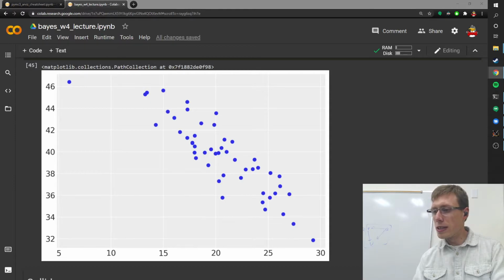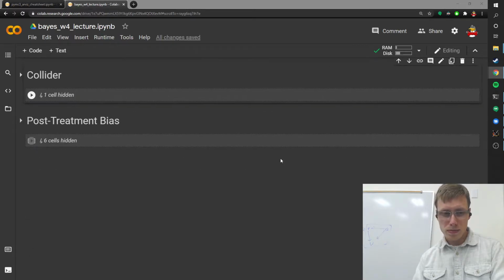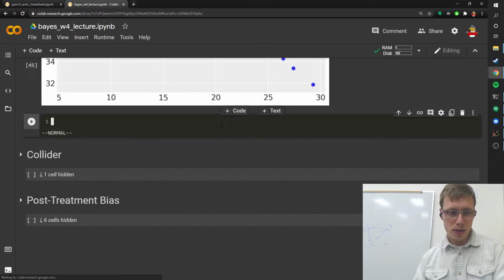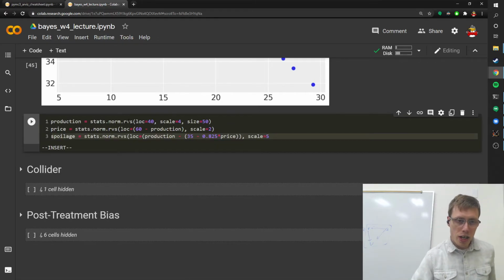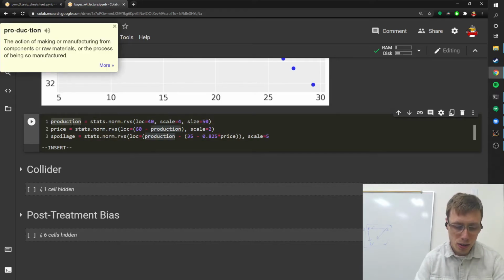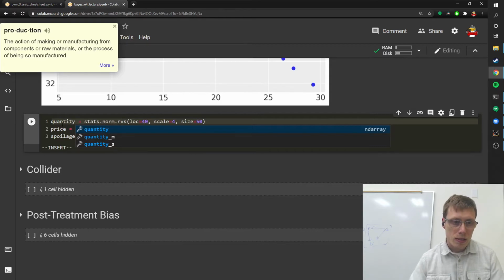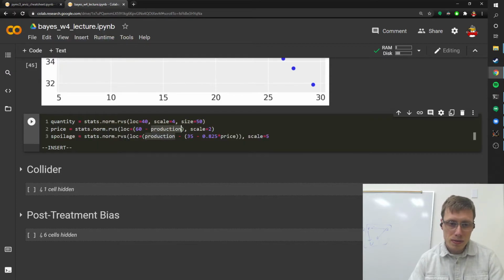Here's how I generated the data. Once again, I think it's pretty useful. There it is. So you can see that production was just some random value, right? This is our harvest for the year. Oh, I should change this to quantity. Sorry, I did that.